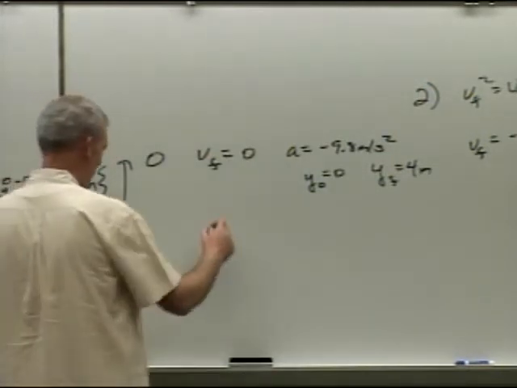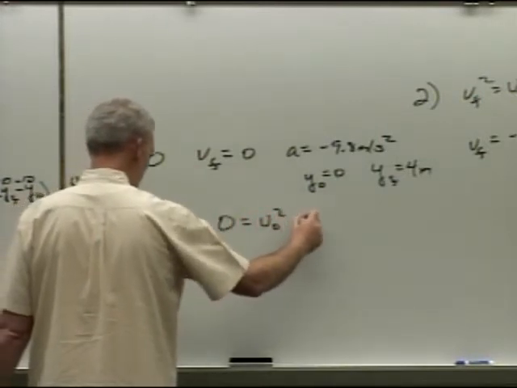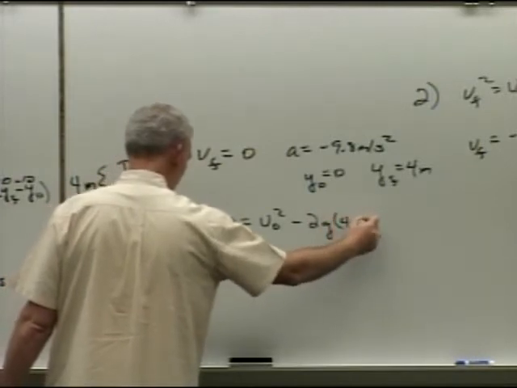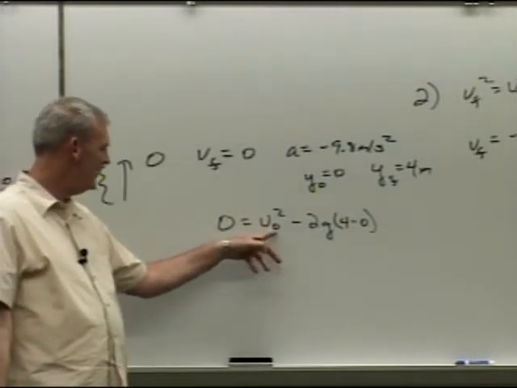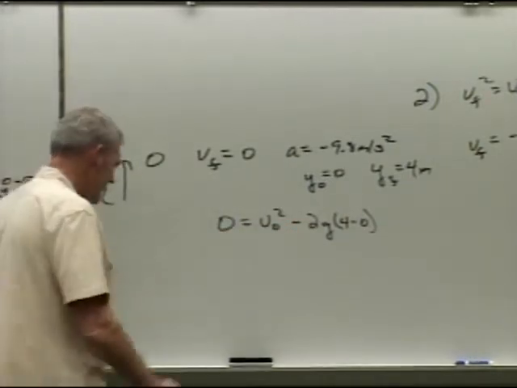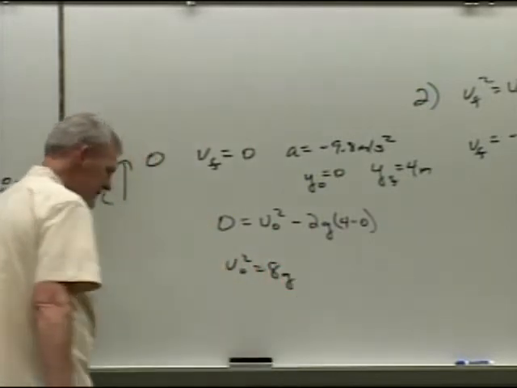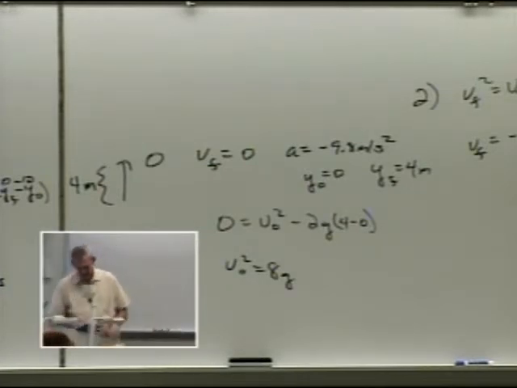Now this time we've got 0 equals v naught squared minus 2g times 4 minus 0. You might be going, we're going to take the square root of a negative number? No, because we'll add this to both sides, and we'll get v naught squared equals 8g. Okay?